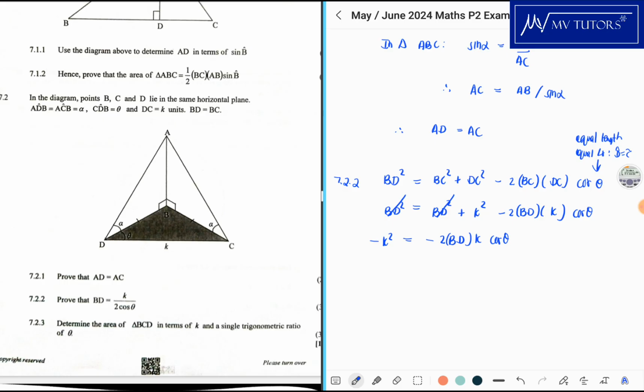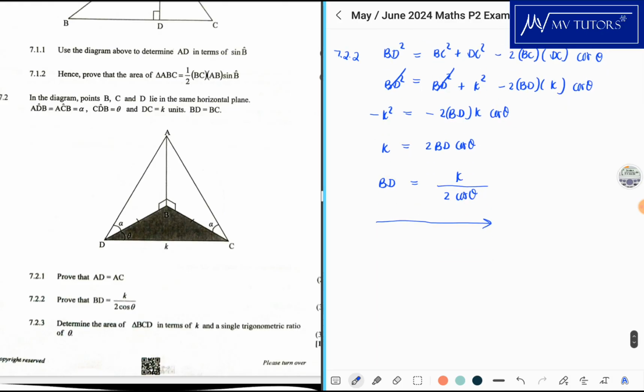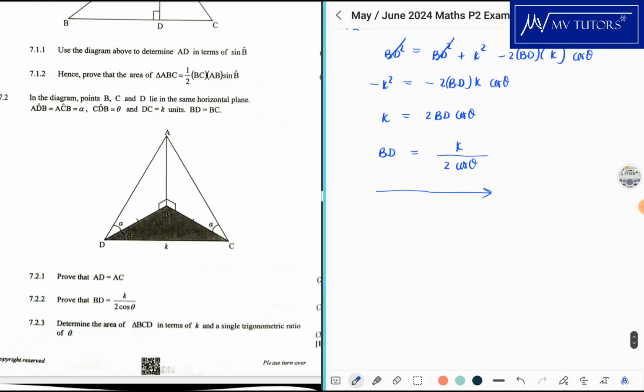So the negatives will cancel out, and then the K's will also cancel out. Then I'll be left with 1K. So I have 2 BD cos theta, and then I'm going to write everything in terms of BD. So it'll be K divided by 2 cos theta, and that's exactly what they wanted us to prove. All right, so that is that.